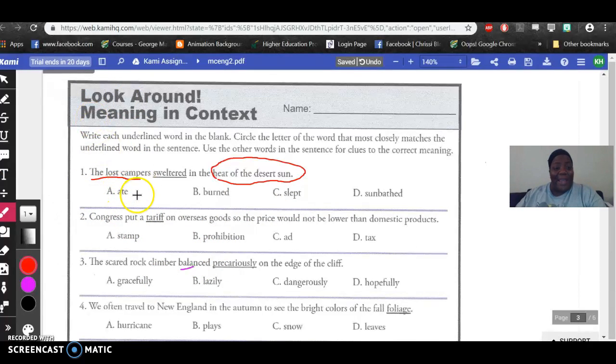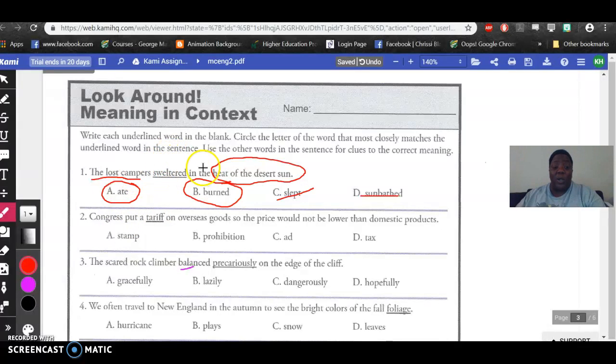So, A, the lost campers ate in the heat of the desert sun. B, the lost campers burned in the heat of the desert sun. C, the lost campers slept in the heat of the desert sun, or D, the lost campers sunbathed in the desert sun. Okay? Now, common sense tells you that they're probably not going to be sunbathing because they're lost in the desert sun, which is going to be really hot. Probably not going to be sleeping either. So by process of elimination, if you only have choice A or B, which one best fits the sentence according to what the word sweltered means?